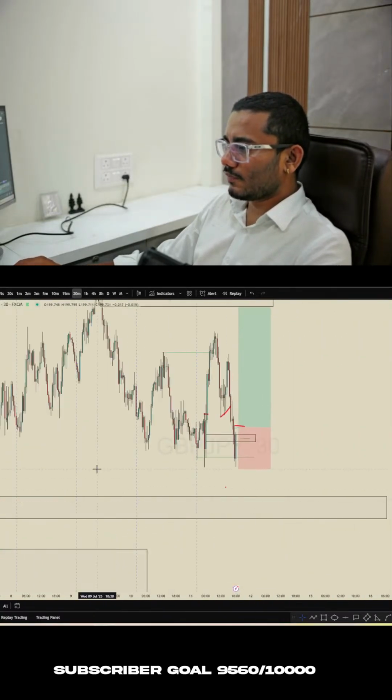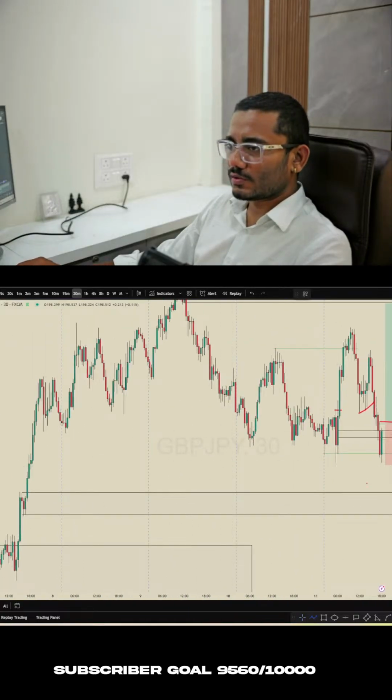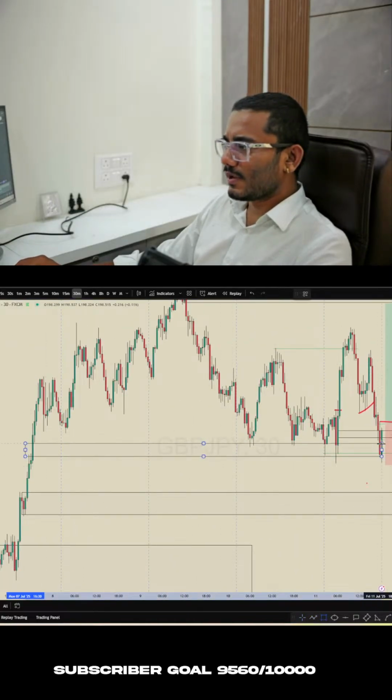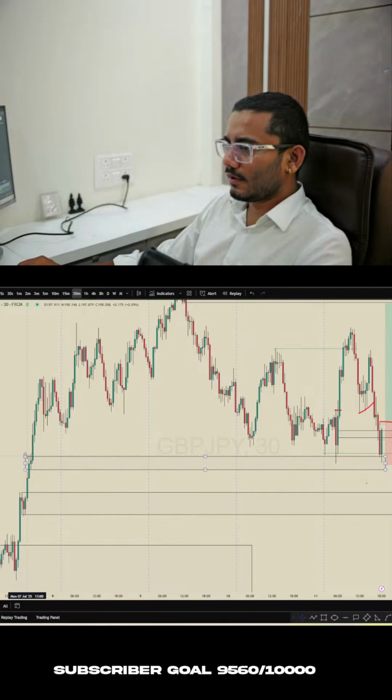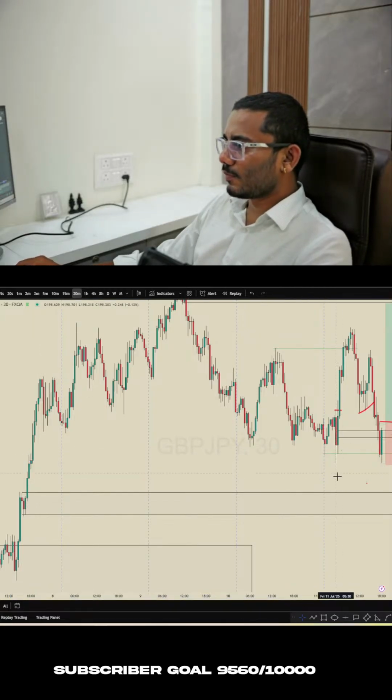Here I took this trade because there was this imbalance and price tapped at this order block. That's why I was looking for a buy side trade.